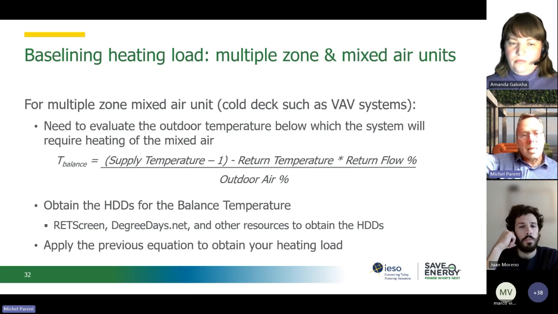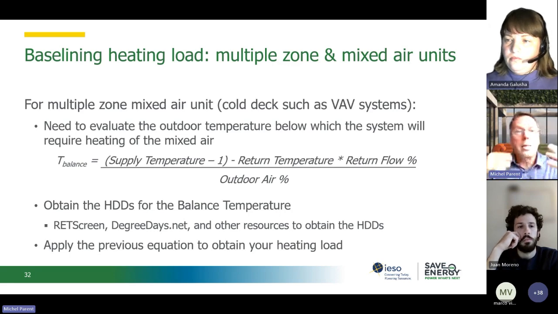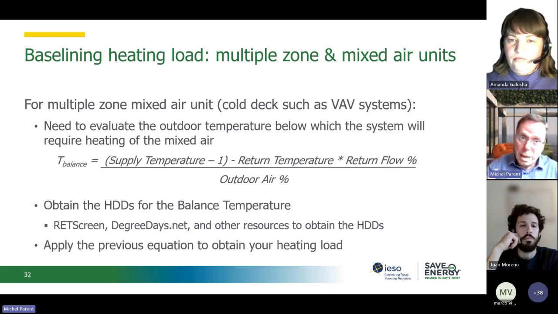Because when you mix 90% return air with 10% outside air, you're basically heating your outside air. So your return is your main heating source. You will only start heating the supply air when it gets really cold outside and your return air is unable to preheat your outside air, let's say, to 18 degrees.